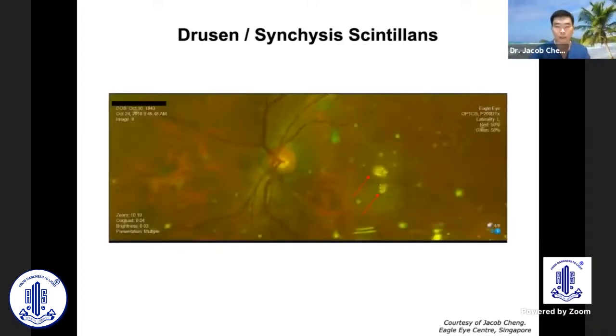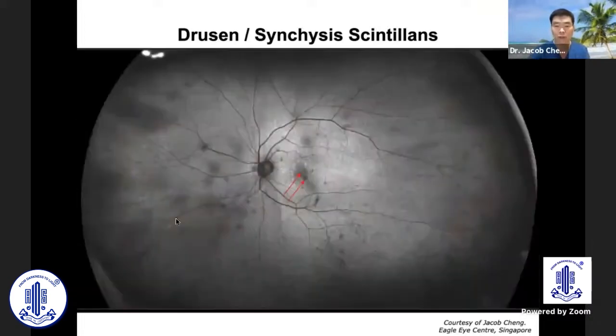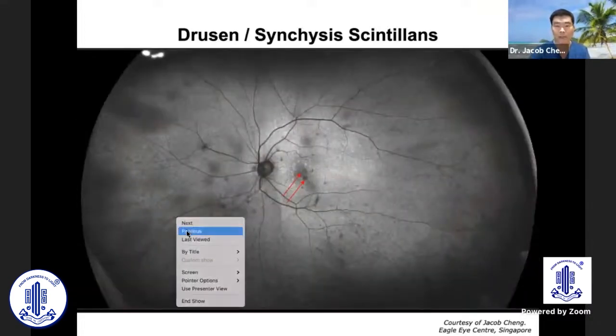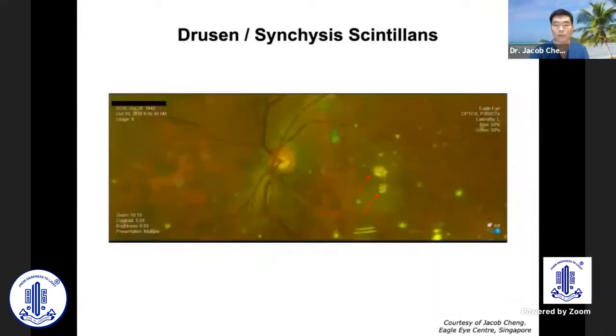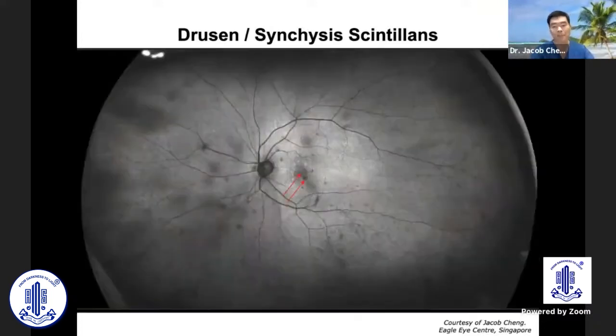Here on the close-up view, without losing details, you can see that also green, yellowish, reflective in nature, like the synchysis scintillans of cholesterol crystals. It may look like it is on a white field, just like those crystals, but it's actually on the macula. Again, this will be confirmed on the autofluorescence, looking at the red arrows.